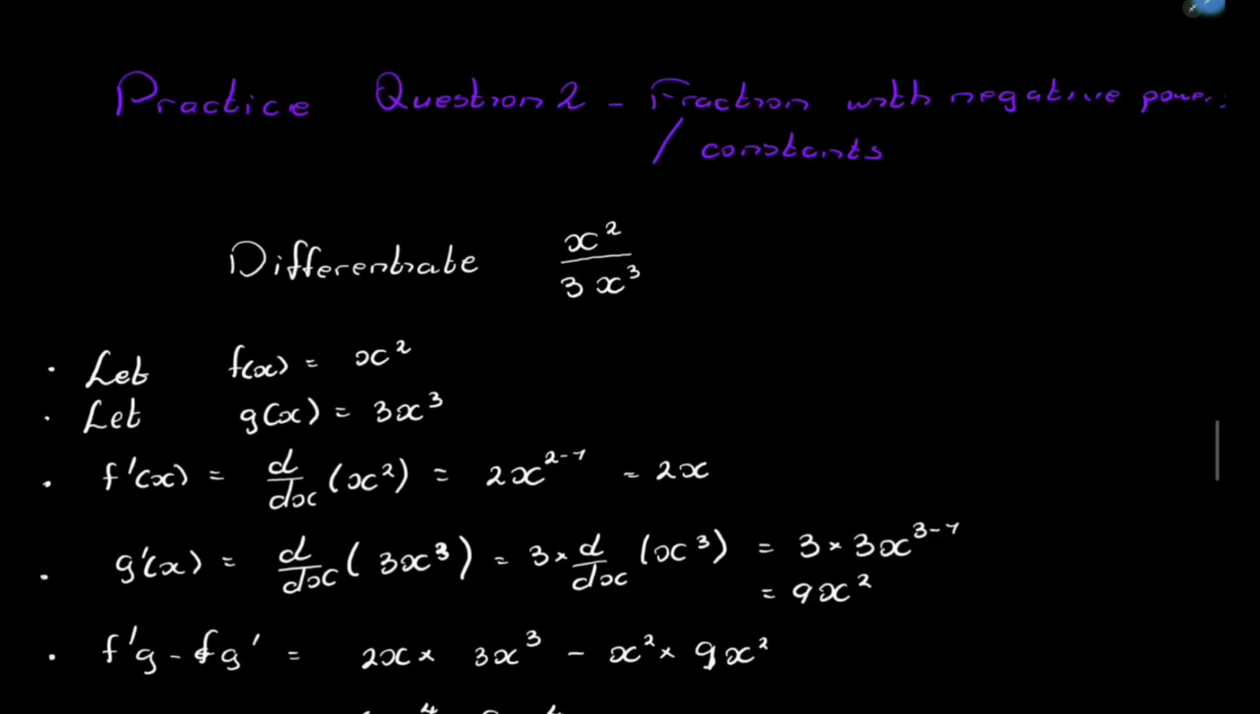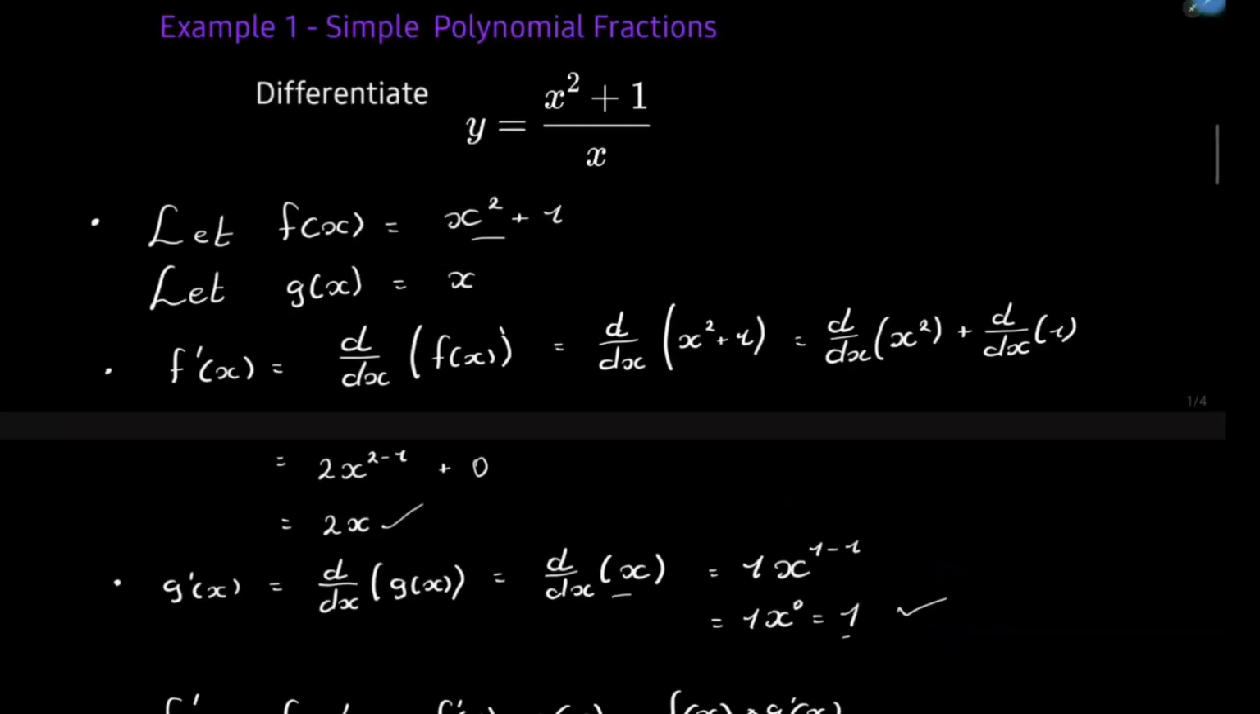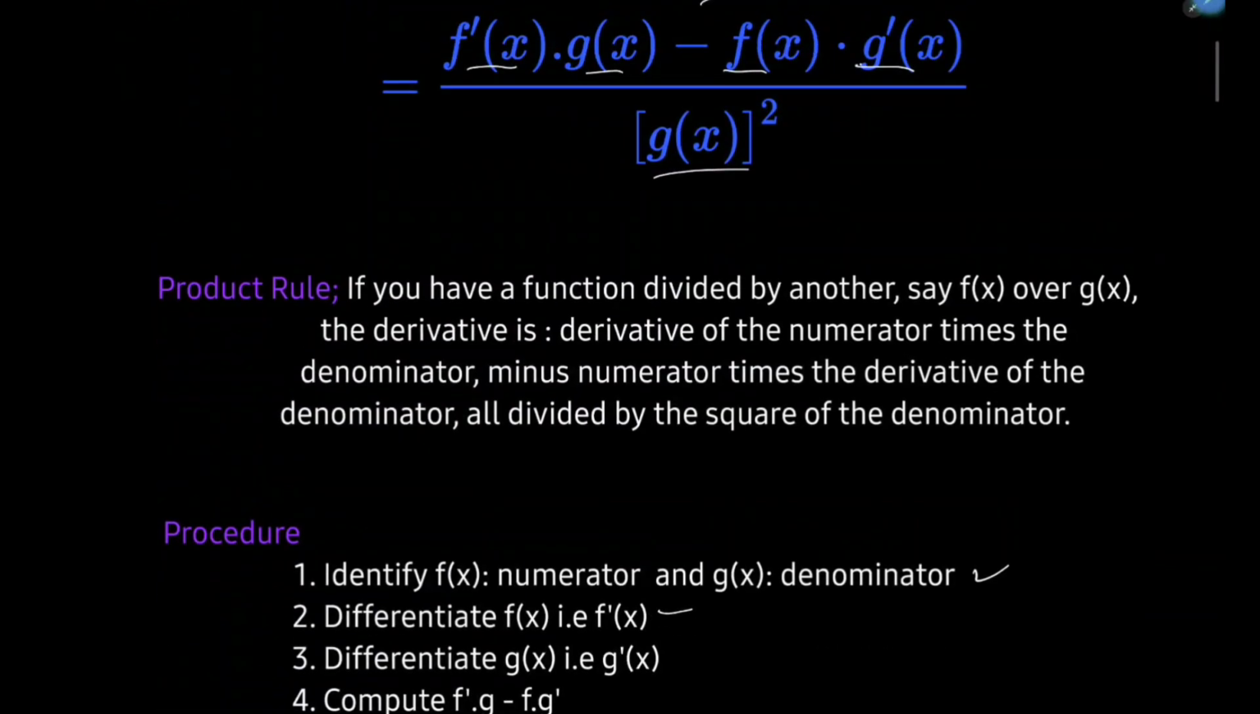So just a brief recap on what the quotient rule says. The quotient rule says if you have a function divided by another, say f of x over g of x, the derivative is the derivative of the numerator times the denominator, minus the numerator times the derivative of the denominator, all divided by the square of the denominator.